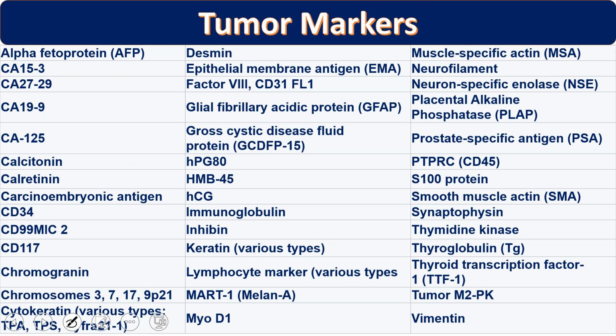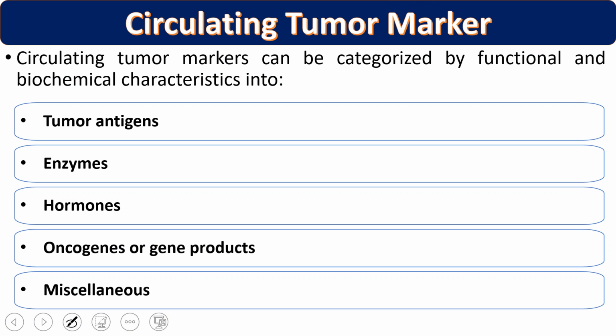So we have already seen two types of classification schemes. The third classification scheme, which we are going to see for the circulating tumor markers, is on the basis of their functional and biochemical characteristic features. On the basis of these features, we can classify tumor markers into tumor antigens, enzymes, hormones, oncogene or gene products, and some miscellaneous.